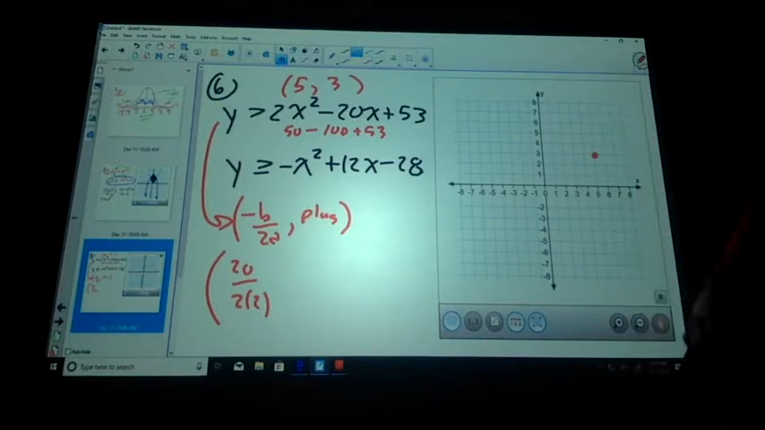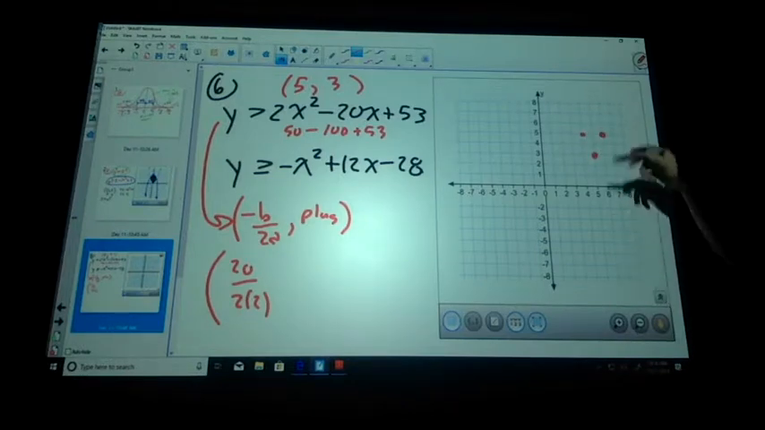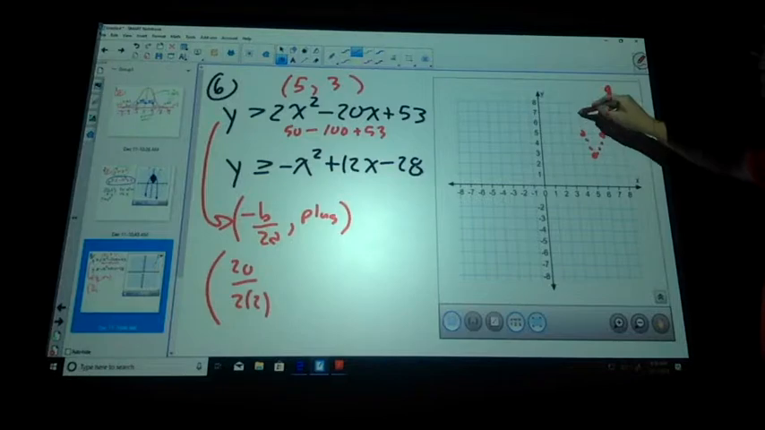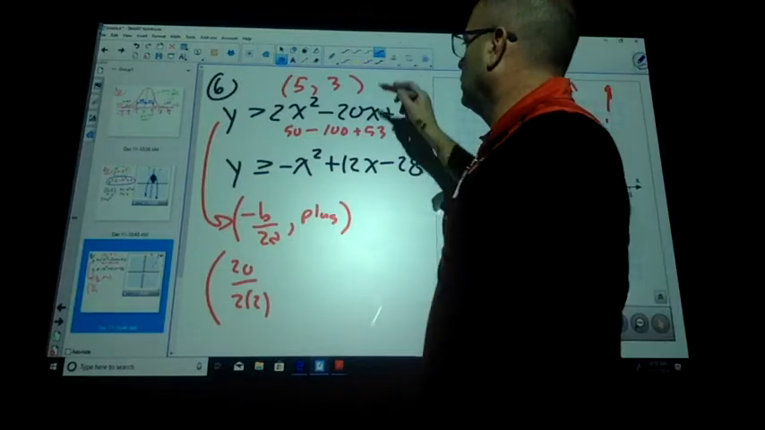Does that parabola open up or down? Up. I'm going to go right one up 2. Agree? Left one up 2. Agree? I probably can't get any higher than that. Dotted or solid? Okay, dotted.